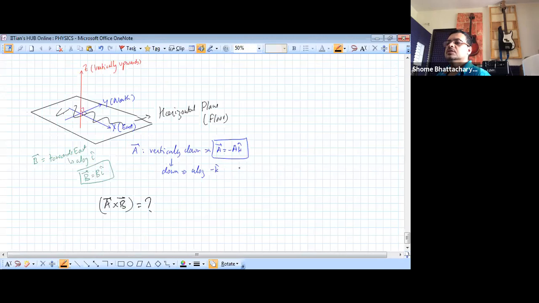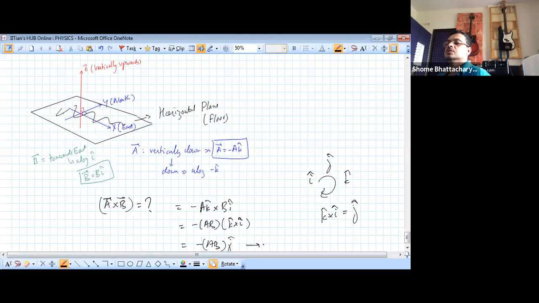So one is, you can see from here that it is along... now K cross I. You remember this, we have easily seen. So K cap cross I cap is J cap with the plus sign. So this becomes minus AB J cap. So it is along minus J cap or south. Okay. So A cross B finally becomes southwards.